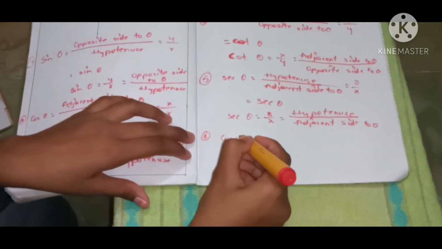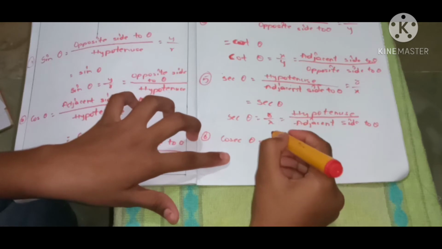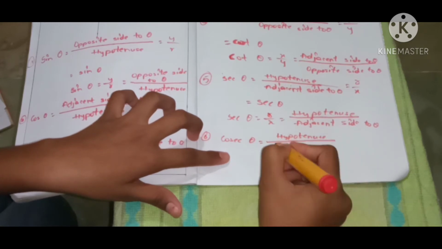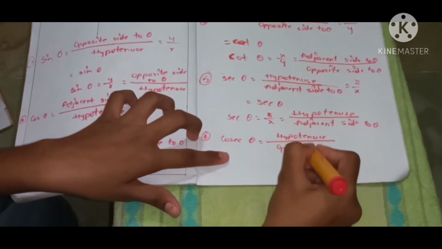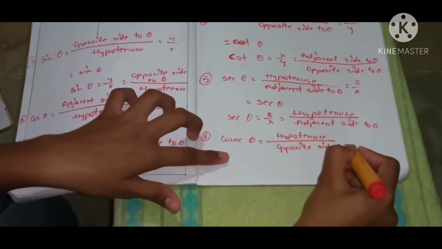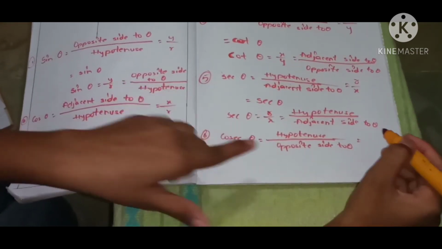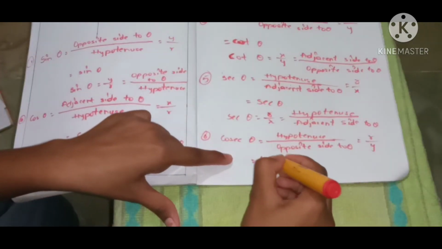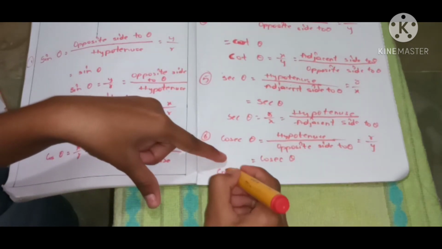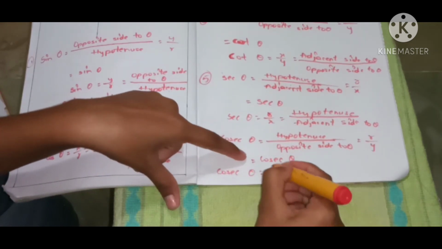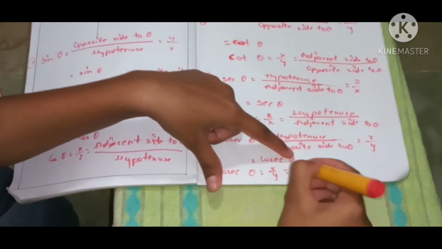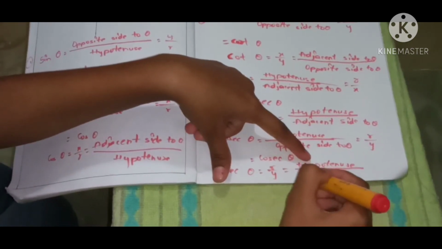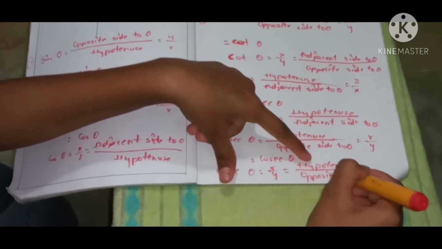Lastly, cosec theta. Hypotenuse by opposite side to theta. Hypotenuse is r, opposite side is y, equal to cosec theta. Cosec theta equal to r by y. R is hypotenuse by opposite side to theta.